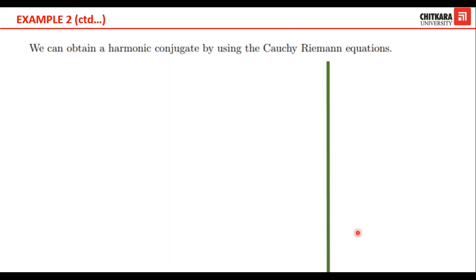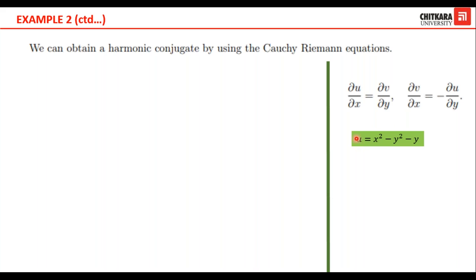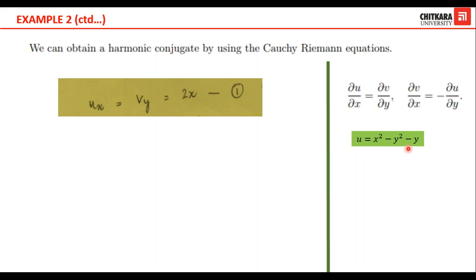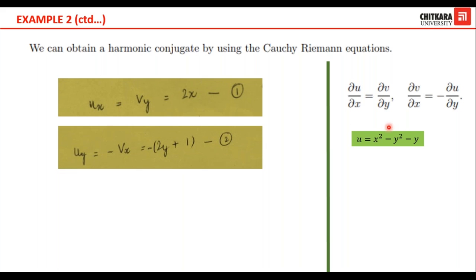In the harmonic conjugate, I told you that we will take the help of the Cauchy-Riemann equations one by one. So u was provided to you. I have calculated the first Cauchy-Riemann equation, that is ux is equal to vy, and ux I can write as 2x. I have marked this equation as 1, and I have taken up the second Cauchy-Riemann equation, uy is equal to minus vx, and I can simply see that uy is minus 2y minus 1. I have written it over here, and this I have marked as equation number 2.